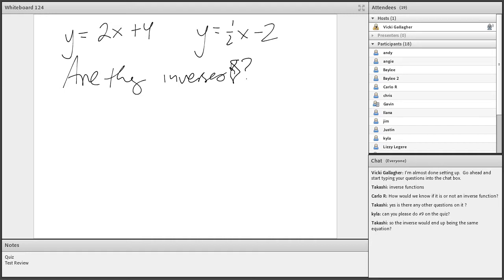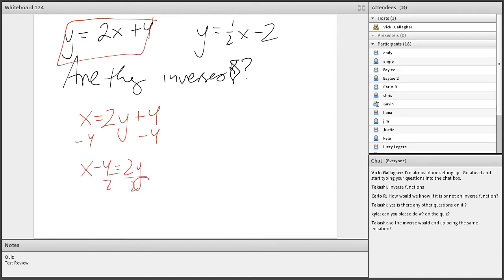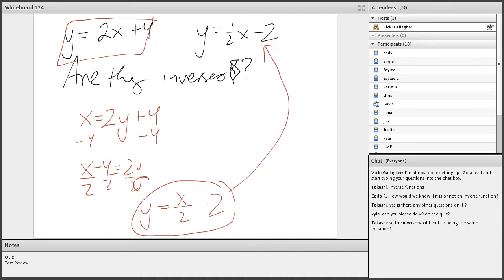Then what you could do, you could choose one of them. You could actually find the inverse of that one. And then after you have found your inverse, you can compare this inverse with the second equation. And if the inverse that you found is the same as the second equation, then you would say yes, they are inverses. And if the inverse that you found is different than the second equation, then you would say nope, they're not inverses.